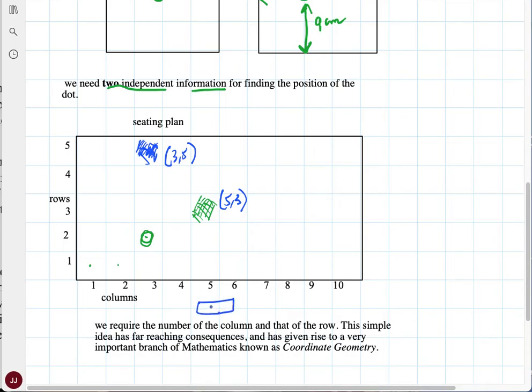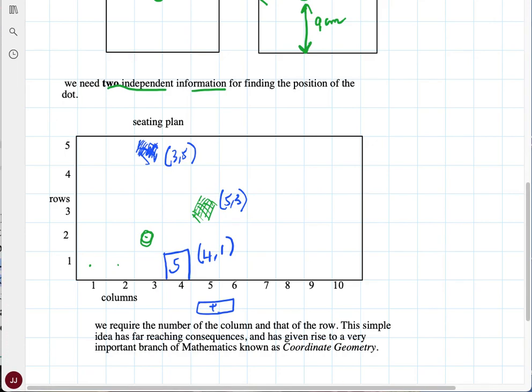We can ignore the teacher for now. We can keep the teacher as an observer, ignore her position, and just focus on the student seating plan. And again we can show an individual student's position by giving the location as column comma row. Suppose we take the position of Sonia. Suppose student Sonia is sitting here. So her position can be given by 4 comma 1, that is fourth column and first row.